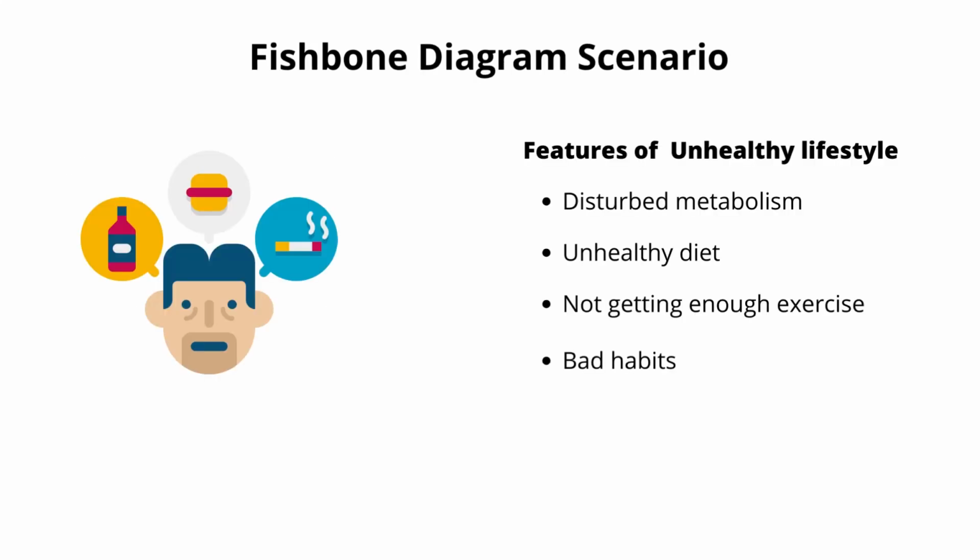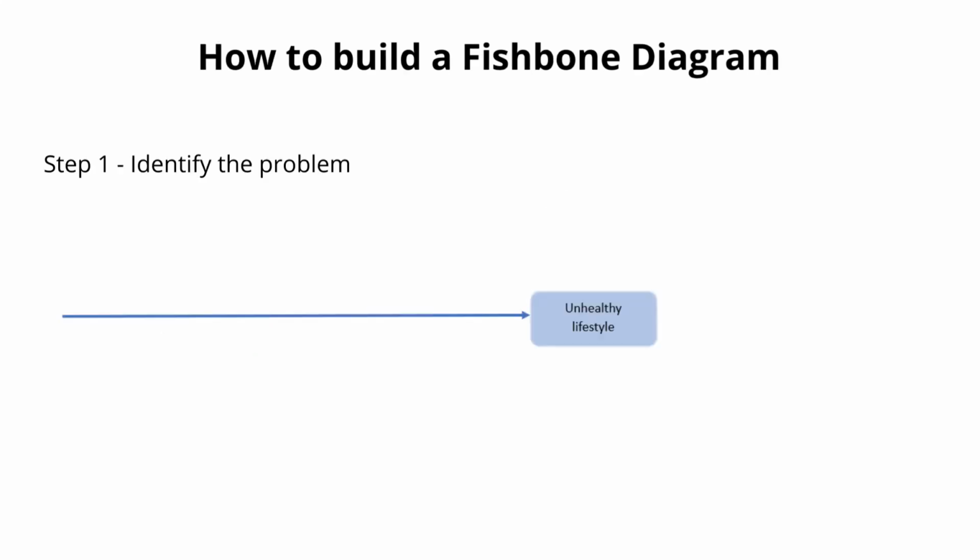Let's consider a fishbone diagram scenario. For example, your company makes an app for checking blood pressure. You know that an unhealthy lifestyle leads to health problems. First of all, you need to identify features of an unhealthy lifestyle, such as disturbed metabolism, unhealthy diet, not getting enough exercise, and bad habits. After that, you identify the problem. Our main problem is unhealthy lifestyle.